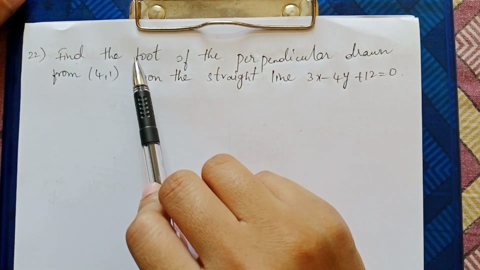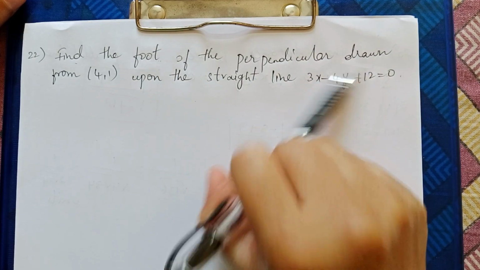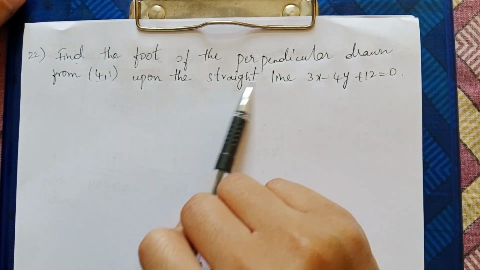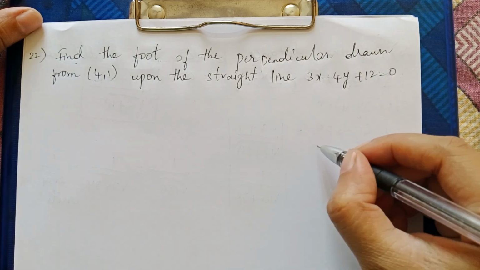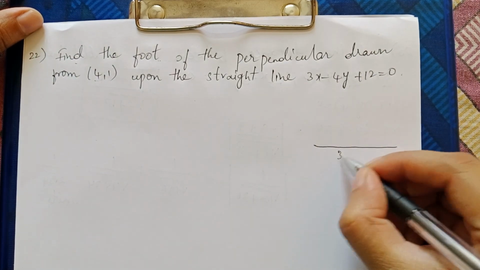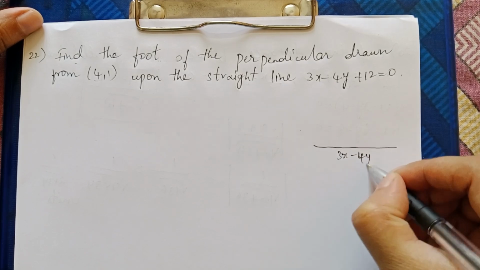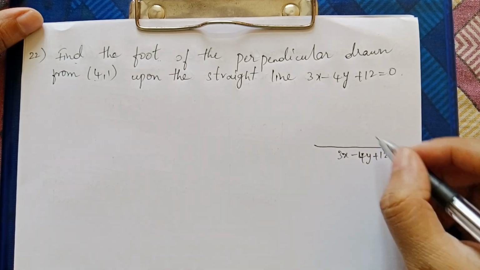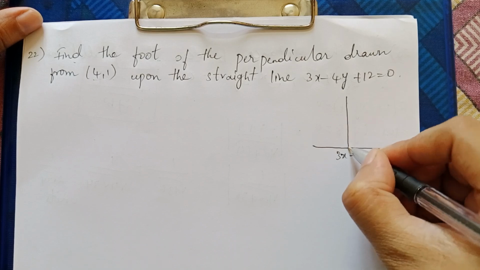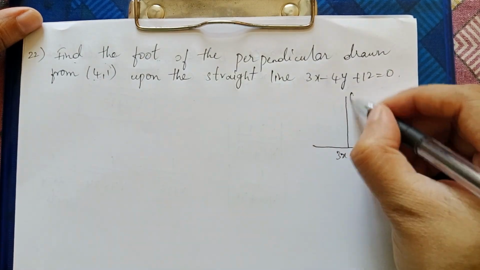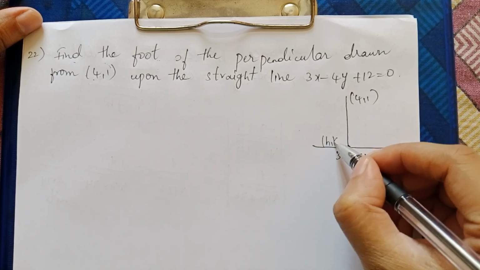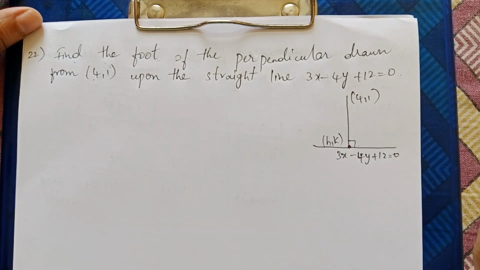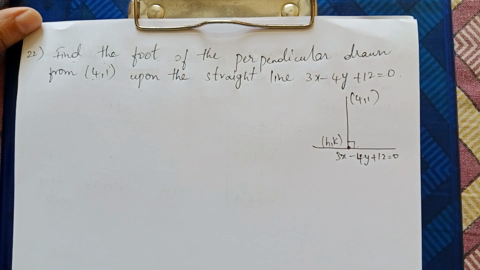Next question is to find the foot of the perpendicular drawn from (4, 1) upon the straight line 3x minus 4y plus 12 equals 0. So here we have a line, which is nothing but 3x minus 4y plus 12 equals 0, and there is a perpendicular drawn from the point (4, 1). We have to find the foot, which will be (h, k), right? This is perpendicular. We have to find the foot of this perpendicular, okay?